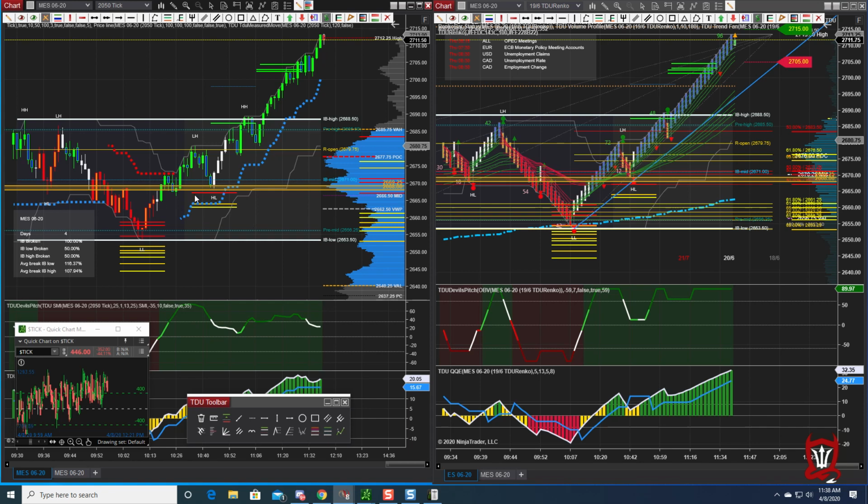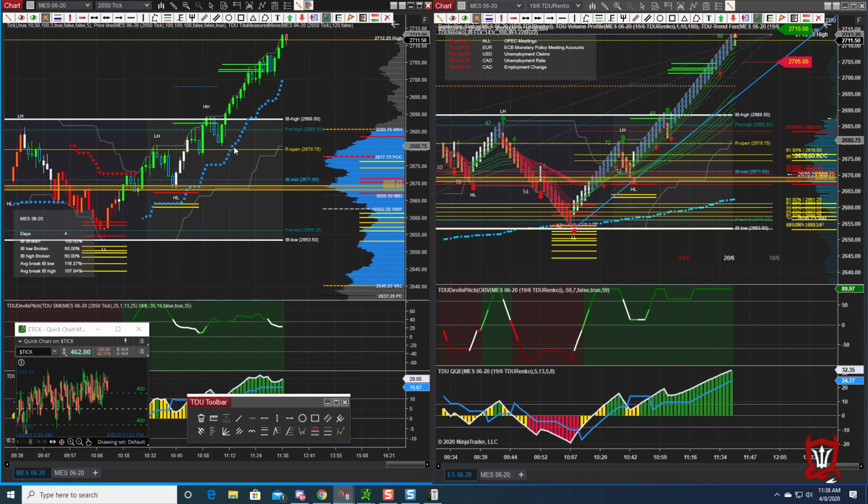So here, this is the more typical. Here's the older template right here on the left with an ATR stop, and then here are the trend fans.